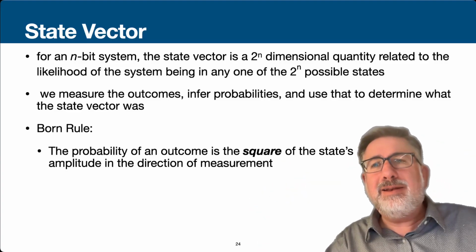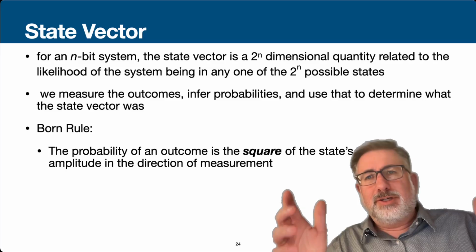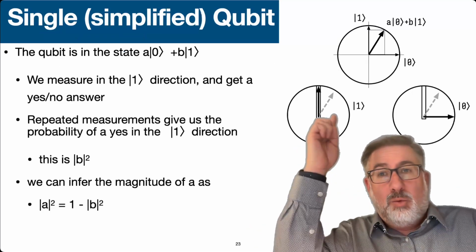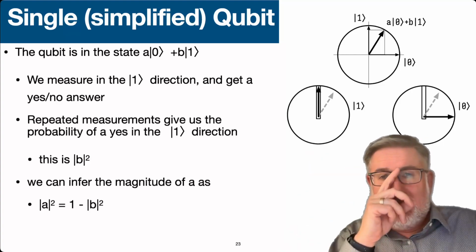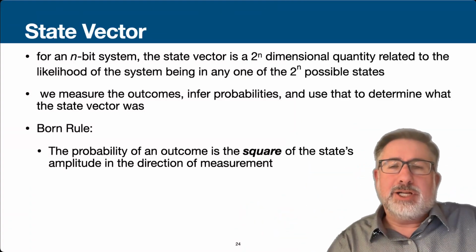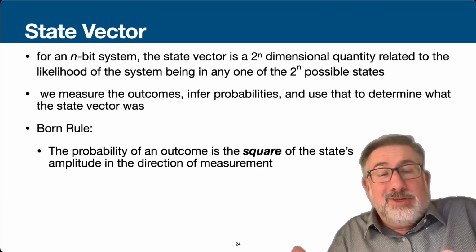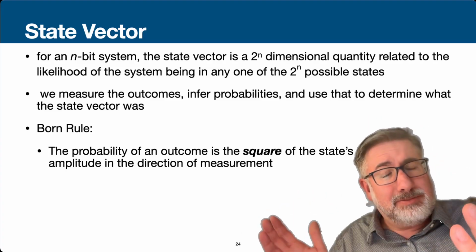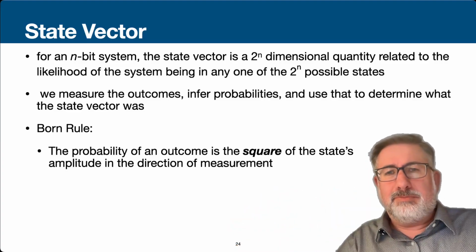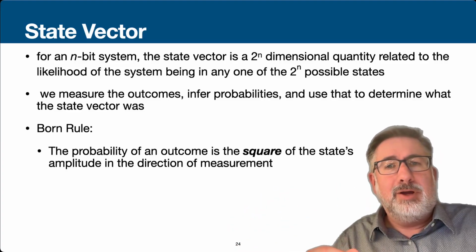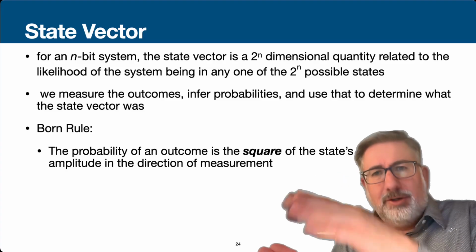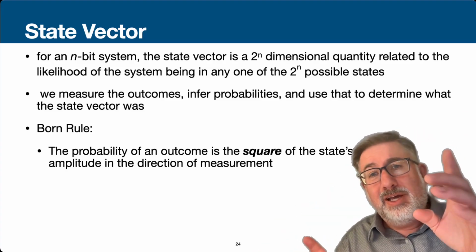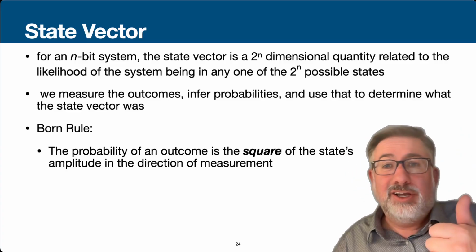In general, for an n-bit system, the state vector is going to be a 2 to the n dimensional quantity, right? If this is a one-dimensional quantity, is it yes or no? This is going to be a 2 to the n dimensional quantity, which is the same as with classical gates, right? If you have 3 bits, for example, there are 8 possibilities. But now with a quantum computer, if we have a 3-bit system, we have the likelihood of each of those 8 possibilities. And so each of those 8 possibilities is going to be a different direction in vector space.